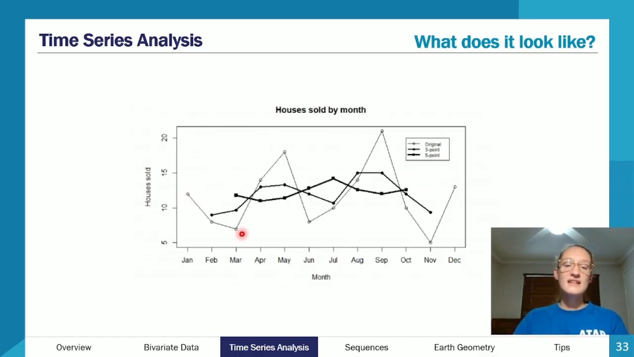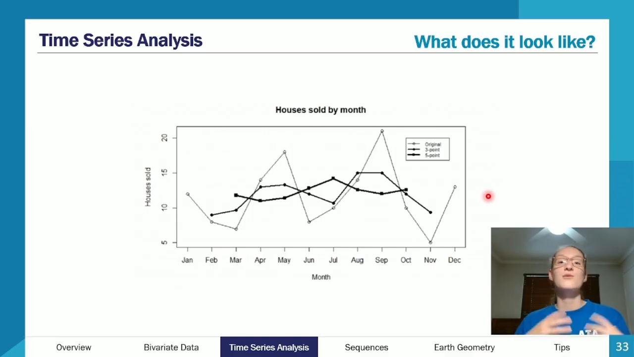So we can see that this here is our original data, and you can definitely start to see what I'm meaning by irregular fluctuations. We've got all these crazy ups and downs. I can't really see if there's a pattern or a trend there because it's just so up and down and obscured by these annoying irregular fluctuations.